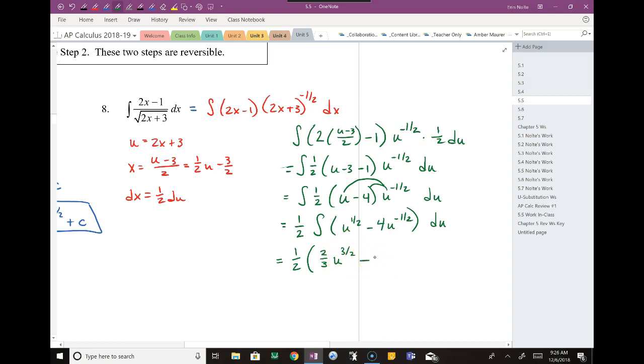Okay. On my second one, I have 4u to the negative 1/2. If I add 1 to negative 1/2, that makes 1/2. If I divide by 1/2, that's the same as multiplying by 2. I already have a 4.